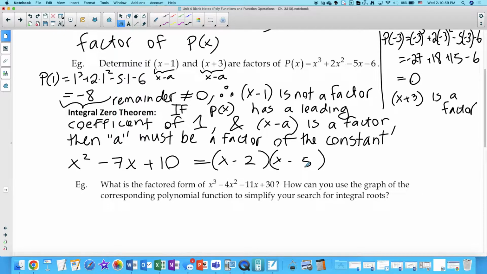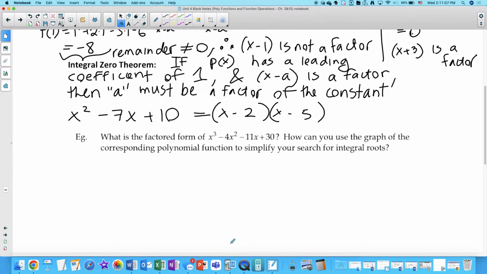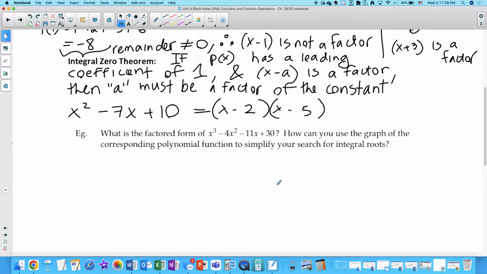Okay, so what is the factored form of this polynomial? And how can you use the graph of the corresponding polynomial function to simplify your search for integral roots? Integral roots essentially means the roots would be an integer. So for example here, if the corresponding function is y equals x squared minus 7x plus 10, the two roots, or the two zeros, would be 2 and 5. Well, to start, we need to make a list of possible a values.